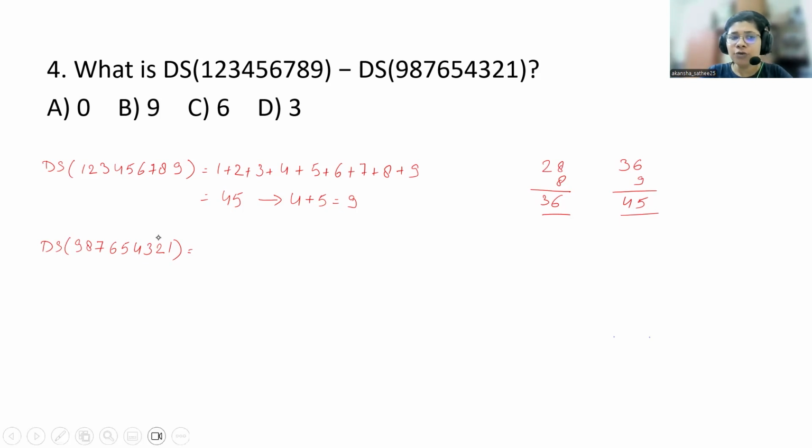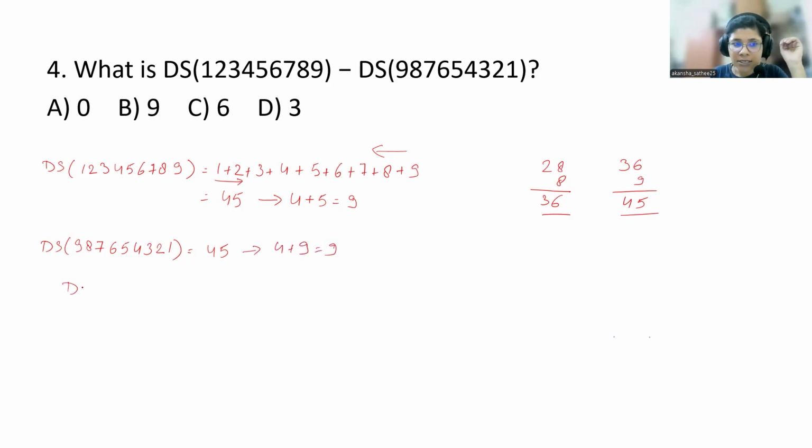So how do we compute digit sum? Just try to think. Digit sum of any huge number is the sum of the digits, right? So what are the digits of this number? 1, 2, 3, 4, 5, 6, 7, 8, 9. And in this number? Again, 1, 2, 3, 4, 5, 6, 7, 8, 9, but in reverse order. So it would be 45 again, because you sum the digits from this direction to this direction, or from this direction to this direction. Both would be the same. So it is 4 plus 5, and that is again 9.